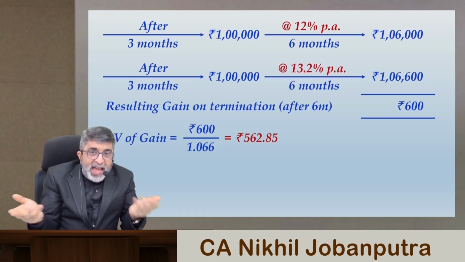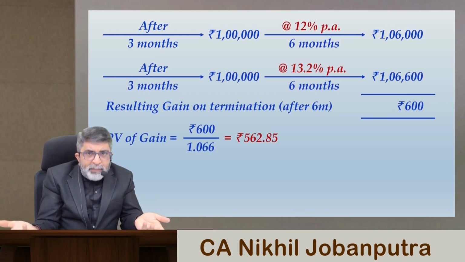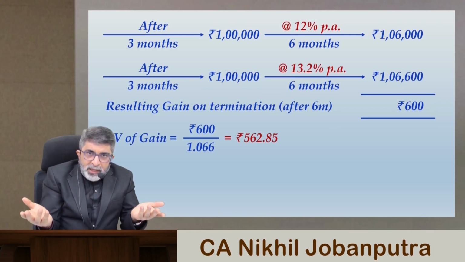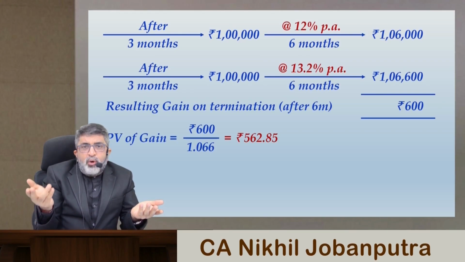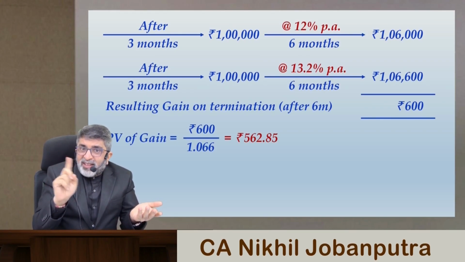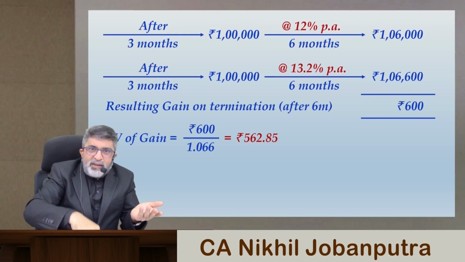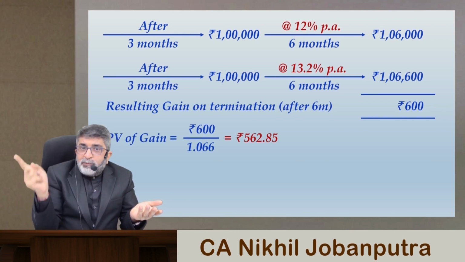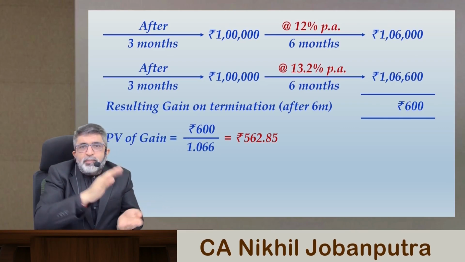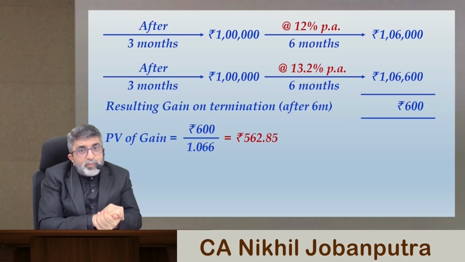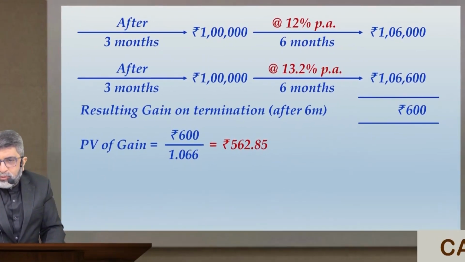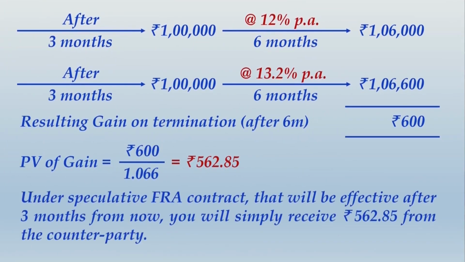Why? Because actual borrowing and lending is never going to happen. If actual borrowing and lending is not happening, if it is all about speculative gain and loss, whoever has to pay that 600 to the other party won't pay 600 but pay the present value of that 600. Won't pay after 6 months but pay it now. Because you have to pay it now, you have to pay not the entire saving of interest but the present value of that. So let us write down this whole thing along with the concluding point.